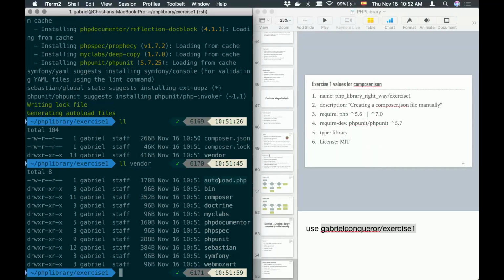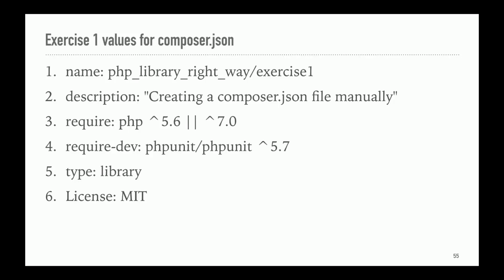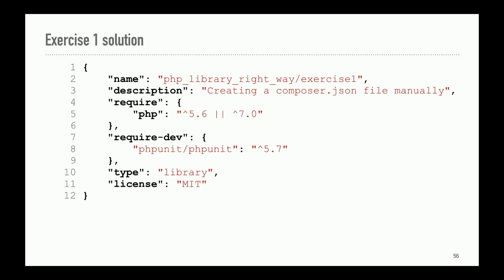So that's our first exercise. Everyone was able to complete it? Perfect. So that's it. We have 1 hour. No, I'm kidding. So let's move on with those. So these are the properties that we add to our composer JSON file. It should be like this.